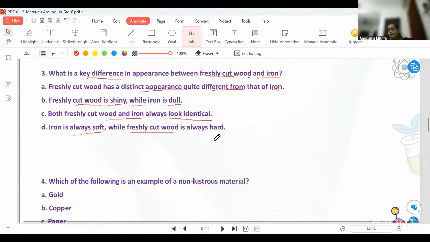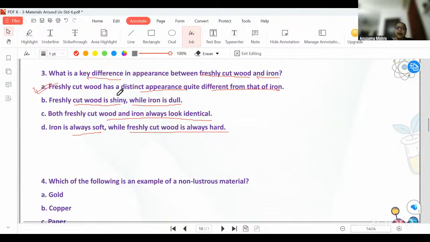So, which answer do you think the third one will be? Maximum children are giving the B answer. Then the third one is the D answer. Iron is always soft? Iron is not soft. So this answer is not B. Actually, the answer is A.